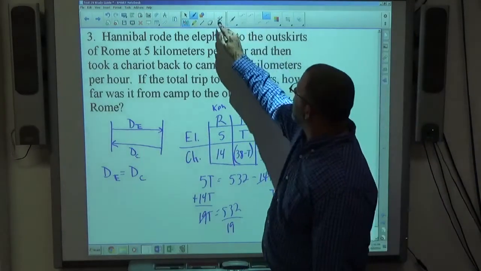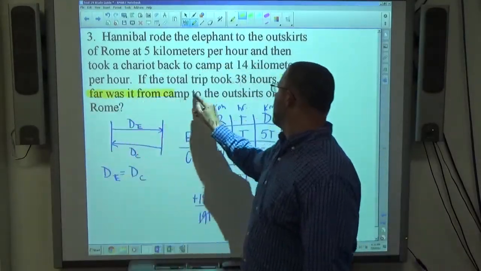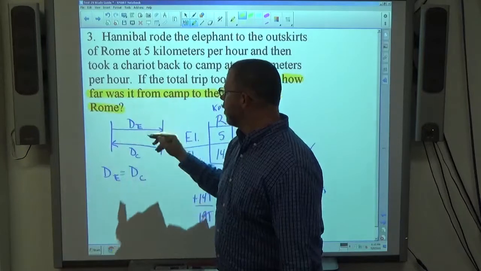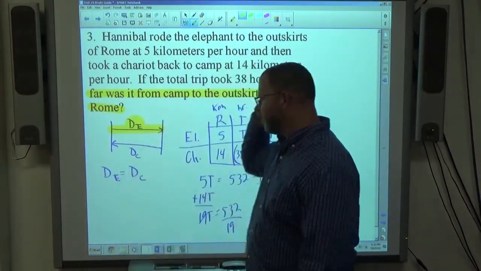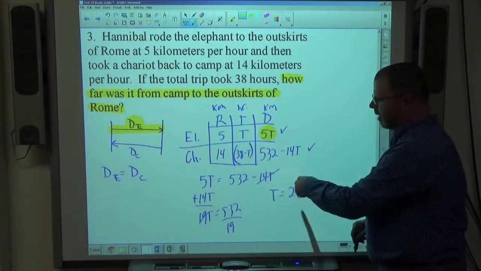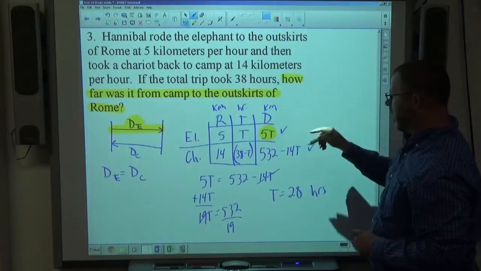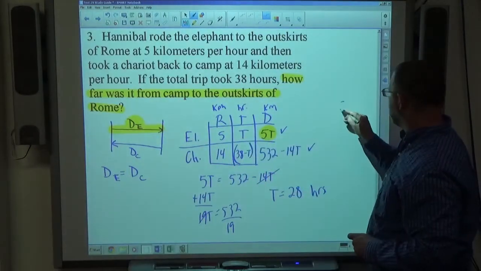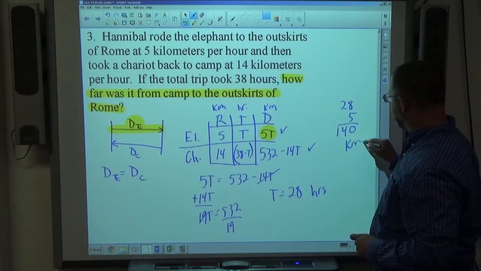And the question asks us, very specifically here, how far was it from camp to the outskirts of Rome? In other words, here's camp to the outskirts of Rome. They're asking for the elephant's distance. So they're asking me to find out what this is. All I found out was what t is. So to find the answer they're asking for, I have to take the 28 hours times the 5 kilometers per hour. So 28 times 5, 140 kilometers is what they're asking me to get.